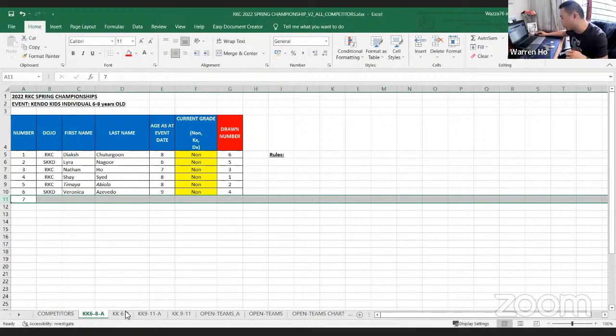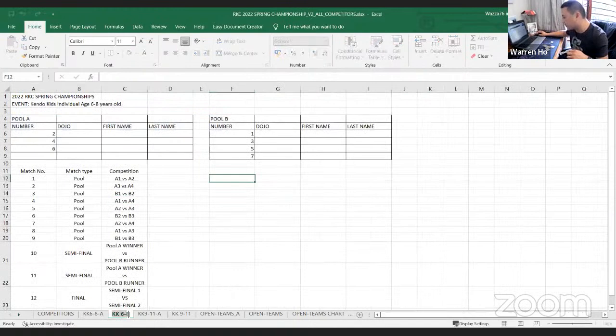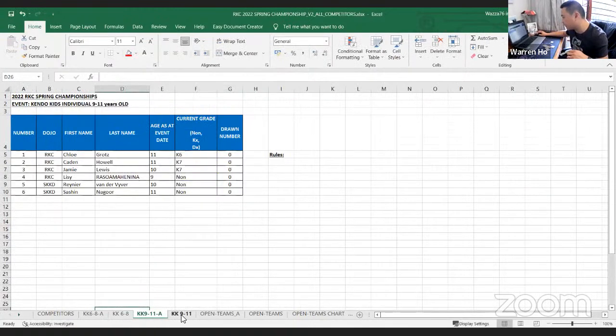Let's do the same for the second pool of kids, which are the 9 to 11-year-olds. So this one, they only have 6. So I'm going to take number 7 out. Put it there for a while. 6 numbers go back in. Same thing.